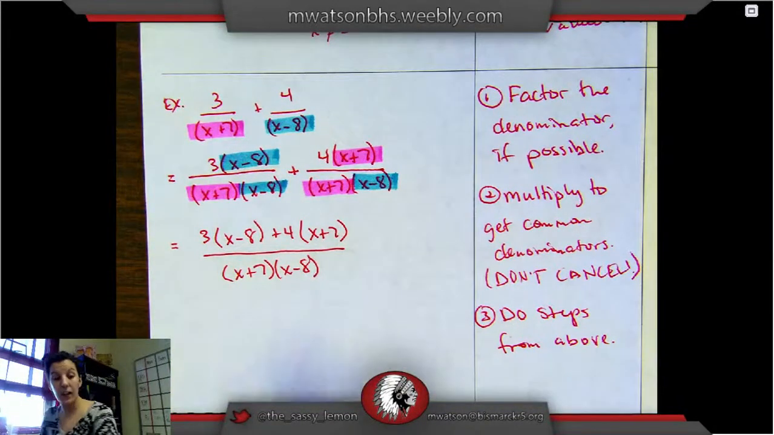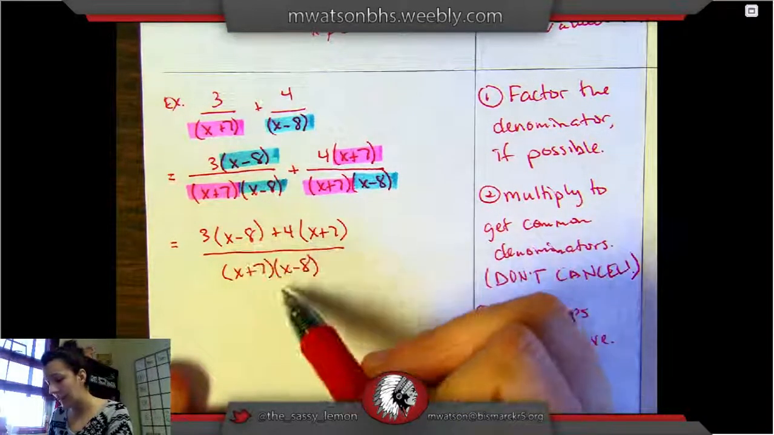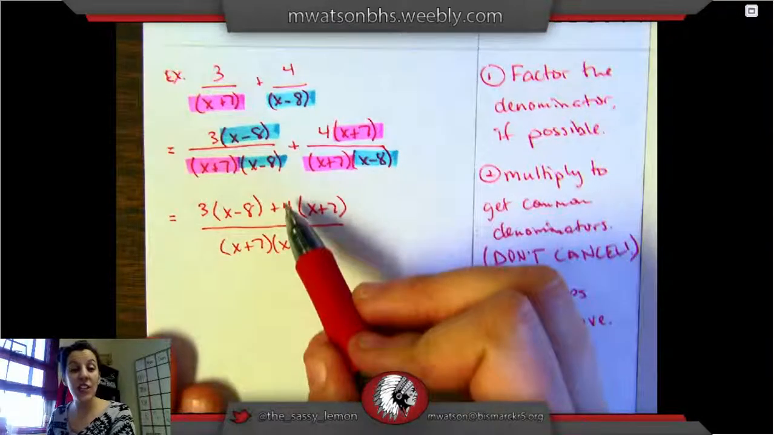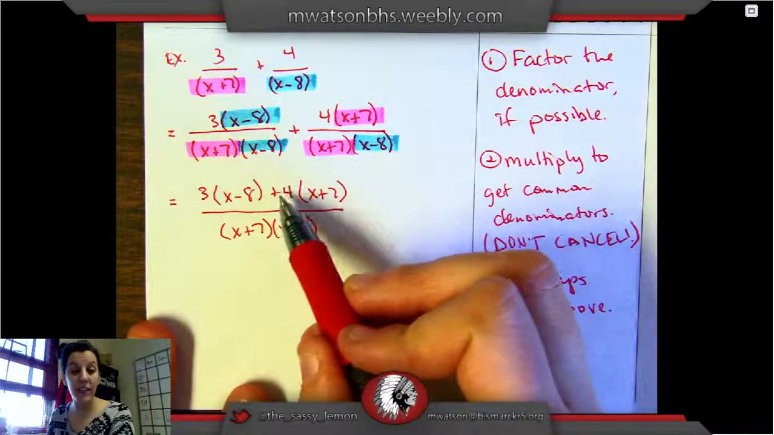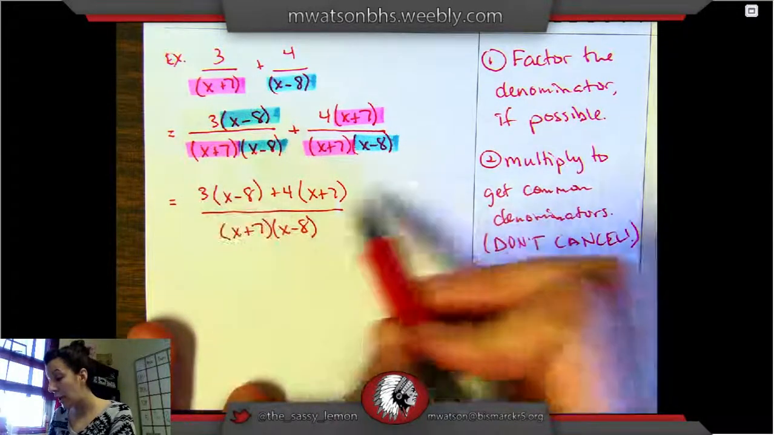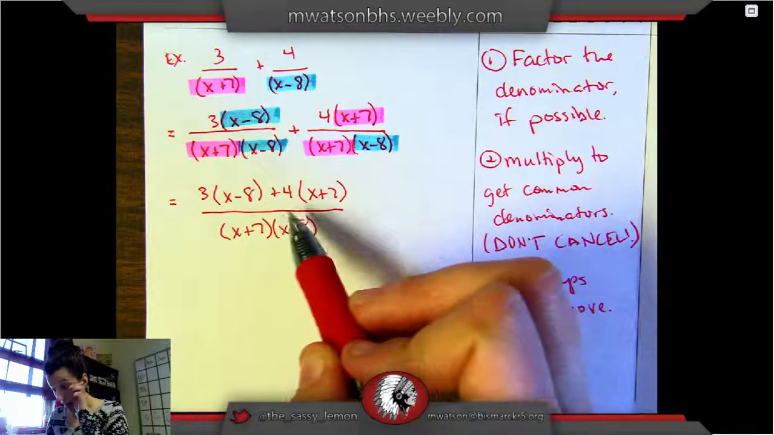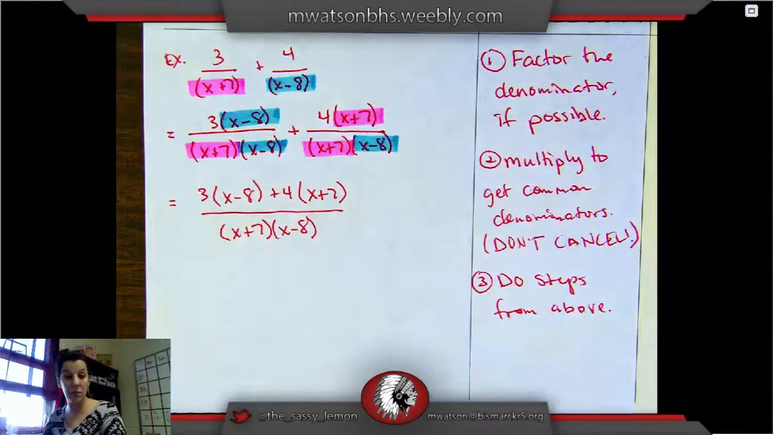Again, resist the urge to cancel. You cannot cancel x minus 8 here and here. You know why? There's an addition sign right here. That makes this like a mega huge quantity. This term plus this term. So we cannot just cancel off a piece of a term.